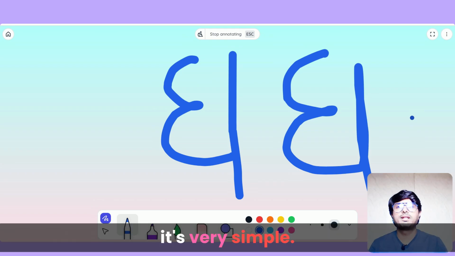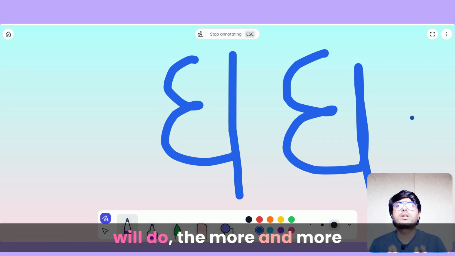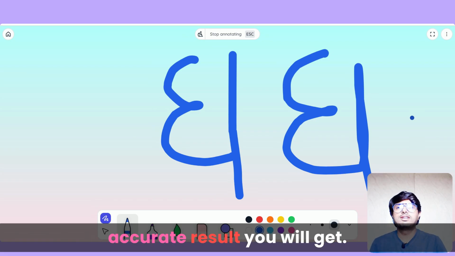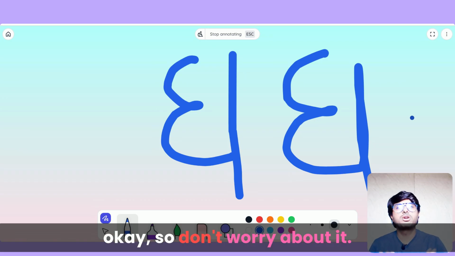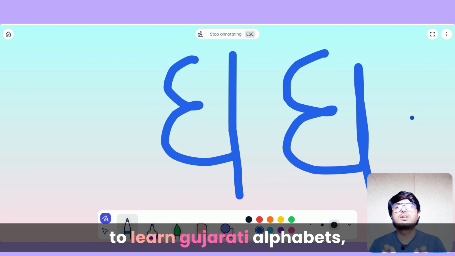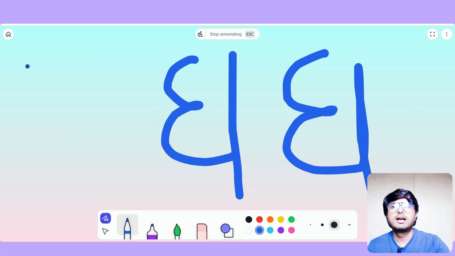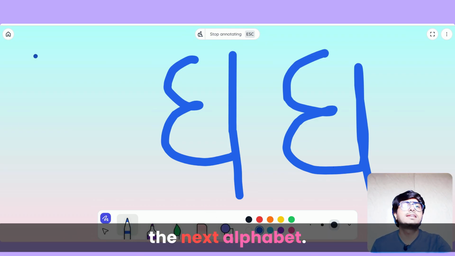Okay, it's very simple. The more and more practice you do, the more and more accurate a result you will get. So don't worry about it. We'll do more practice and we'll make sure you learn the Gujarati alphabets, how to write, how to pronounce, everything. Now let's jump into the next alphabet.